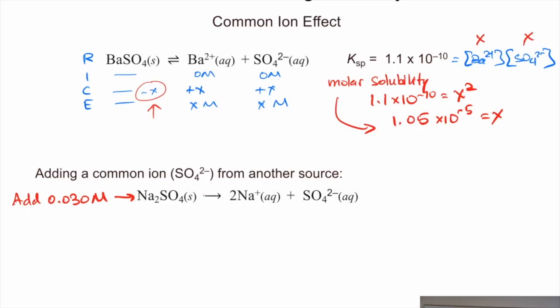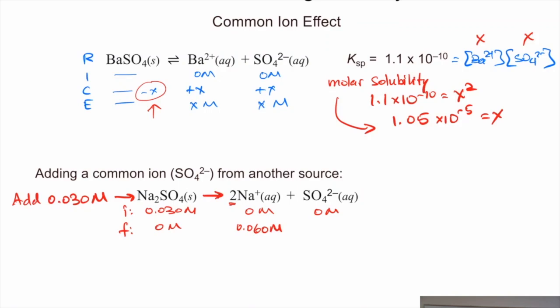Now this is an arrow that goes to completion. So if I have initially 0.030 molar of sodium sulfate, and at that instant, before anything happens, we've got 0 molar and 0 molar. But this is a strong electrolyte, so all of it is going to dissociate, and what do we have? What's the concentration of sodium ions going to be? 0.030 times 2, which is 0.060 molar, because we have twice as many sodium ions per mole of sodium sulfate.